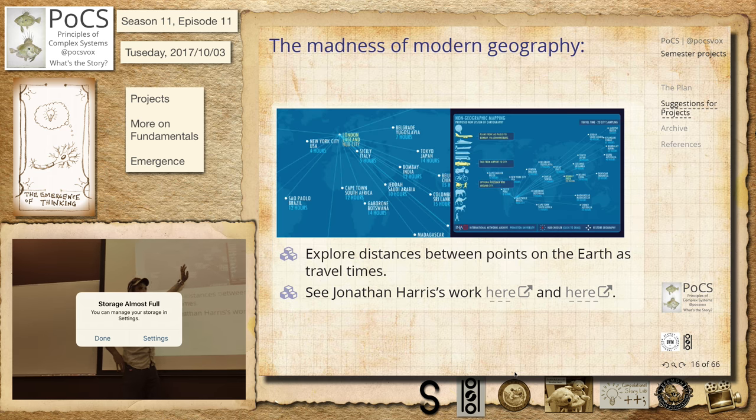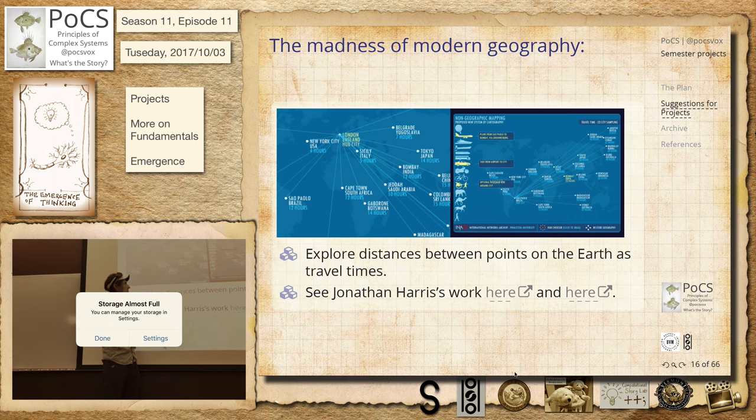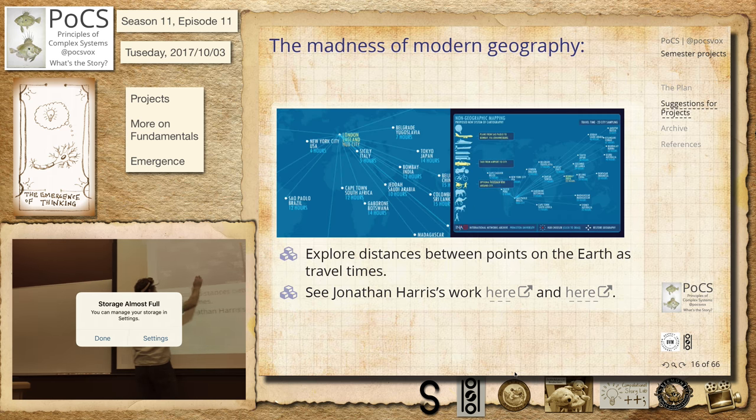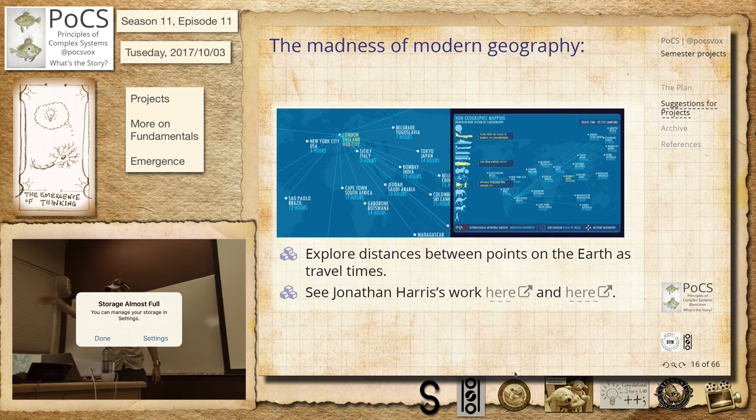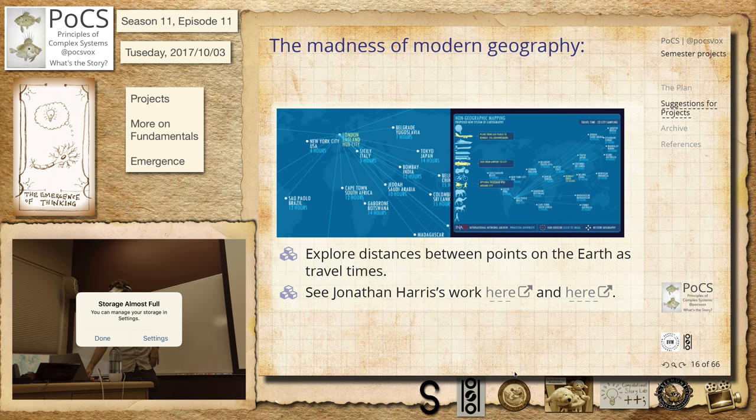So there's old work on this, looking at people moving around in cities with trains and buses and so on. But it would be great to have this visualization where you go to a point and you can see how long it would take to get everywhere. Now, this is sort of fun. Jonathan Harris, our great hero, is back. So he had some fun with this. It's just an interesting thing to work on.